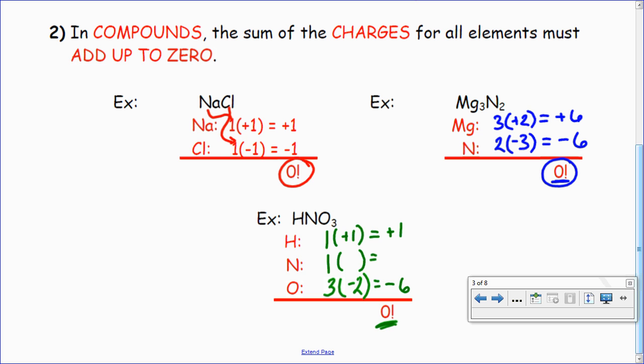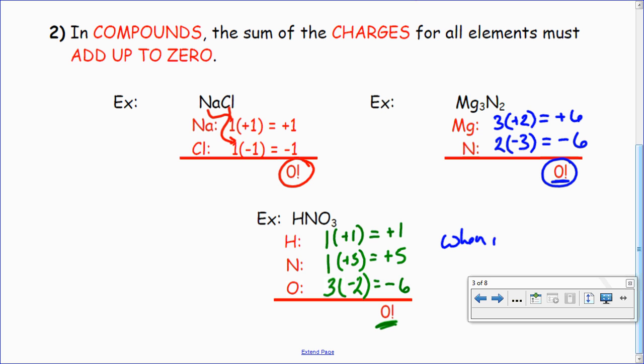Right now, a -6 plus a +1 is a -5. So we got to put a +5. We need this to be +5. So can nitrogen do +5? We're checking our periodic table, and yes, it can. As a matter of fact, nitrogen seems to be the most flexible element out there. It has 3, 6, 7, 8 possible oxidation states. So when in doubt, check nitrogen out.